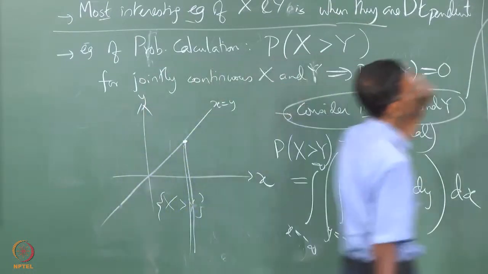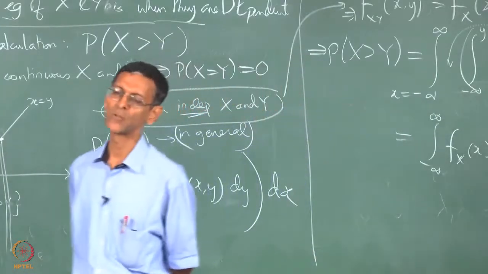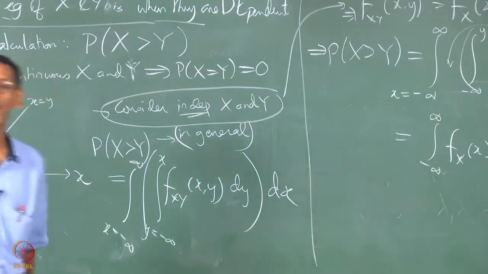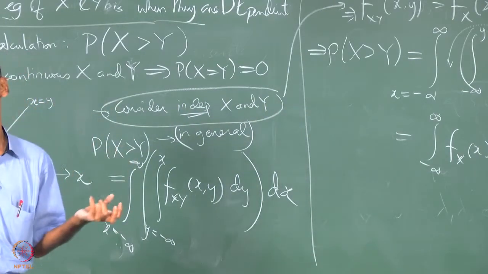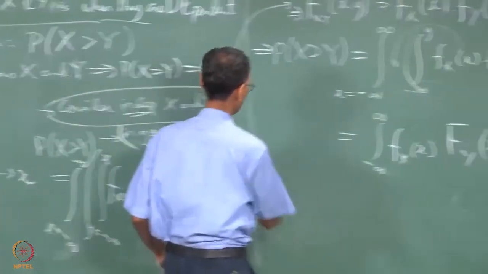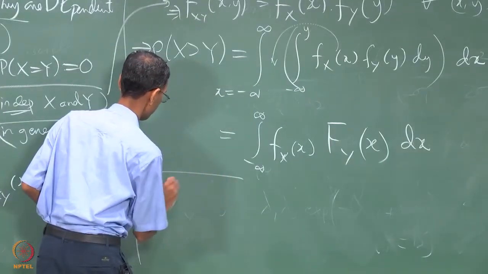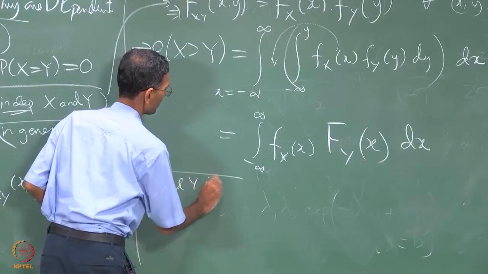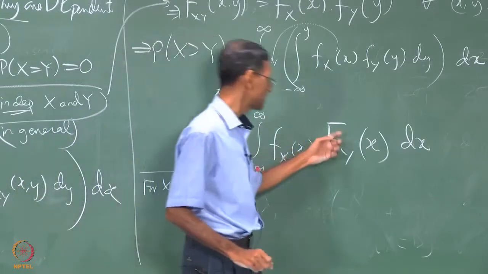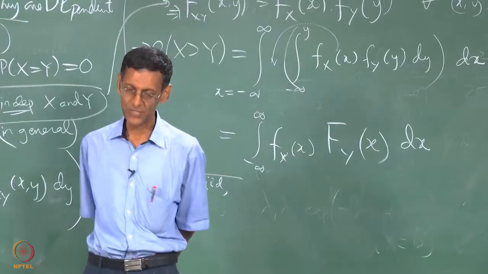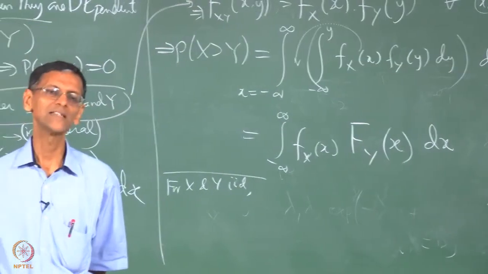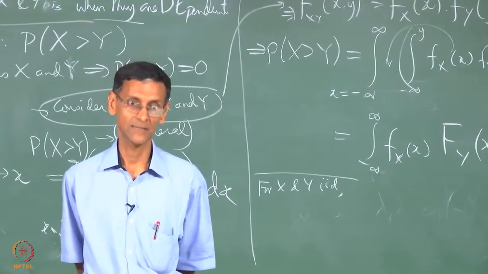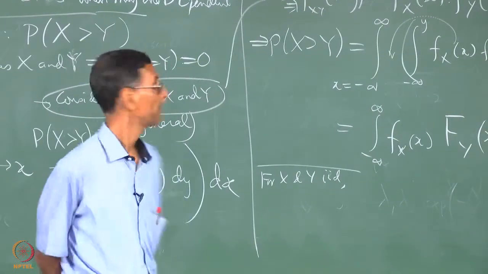But here, supposing I take the IID case, now I have said they are independent. Now to make it even simpler, supposing I want to bring in one more restriction. I want to say that they are IID. For IID, what happens is this Fy of x becomes what? Supposing I just want to look at only x. Fy of x is identical to Fx of x. So the second integral upper limit is x.